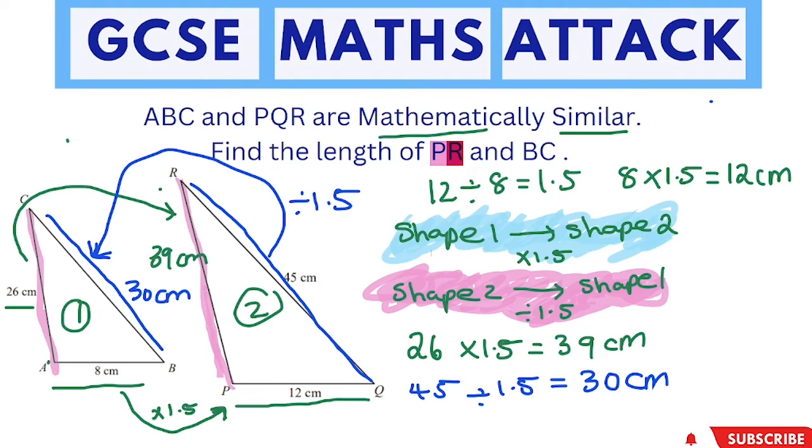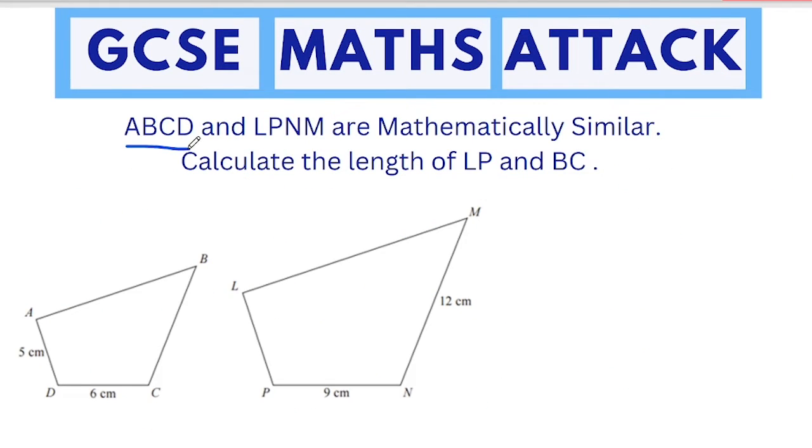Right, so you're told A, B, C, D, which is this shape over here, I'll call it shape 1, and L, P, N, M, so this is shape 2, are mathematically similar. Again, when we're saying mathematically similar, we're saying one shape has been enlarged by a certain scale factor in order to give us shape 2. We need to work out that scale factor.